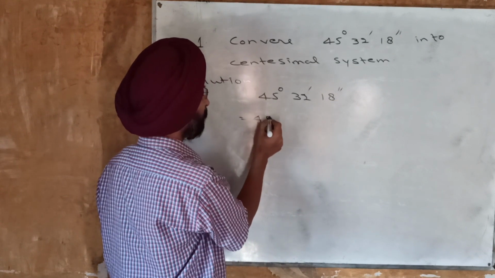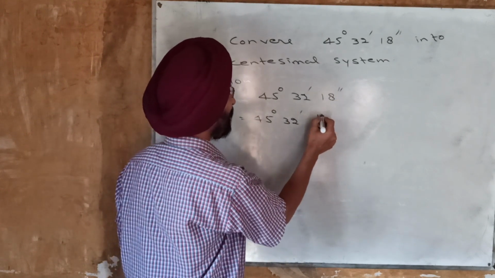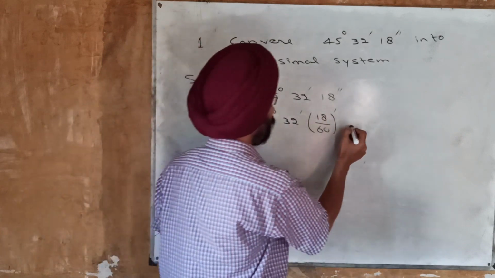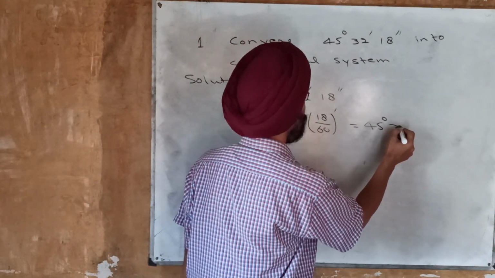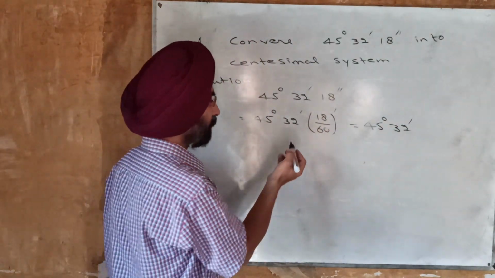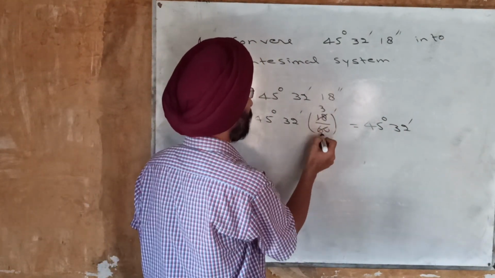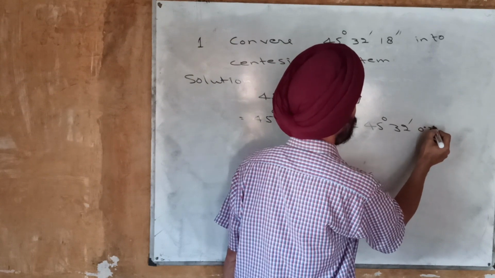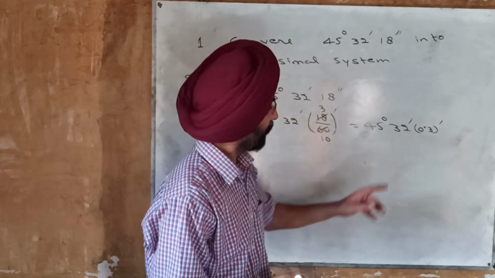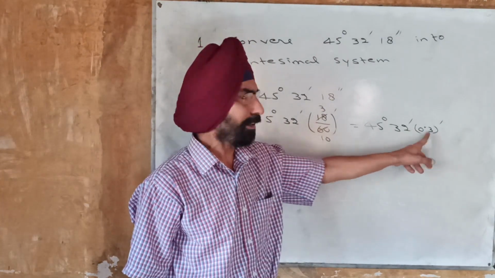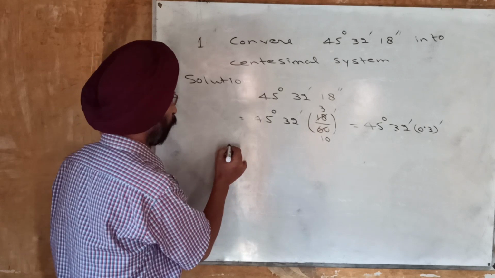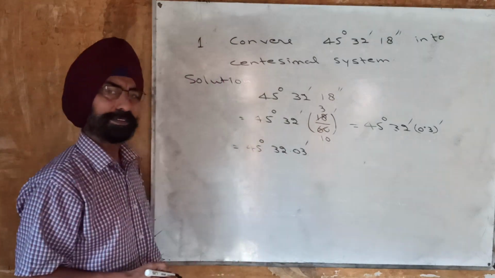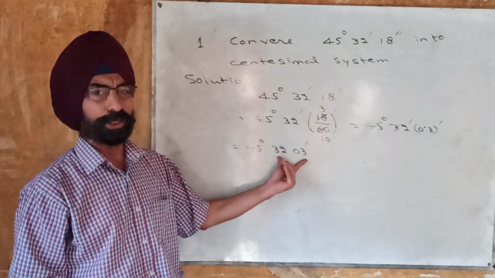So it will become 45 degrees, 32 minutes, 18 upon 60, and now these will be the minutes. So it is further equal to 45 degrees, 32 minutes, and if you cancel out by 6, you will get 3 upon 10. So it will be 0.3 minutes. So we have 32 minutes here and 0.3 minutes here. Adding these two together, we will get 45 degrees and 32.3 minutes. Now we will convert these minutes into degrees.